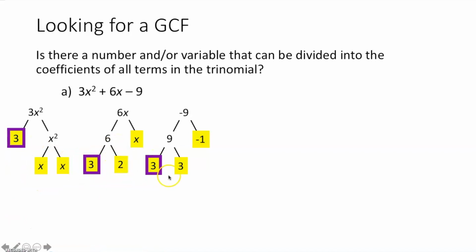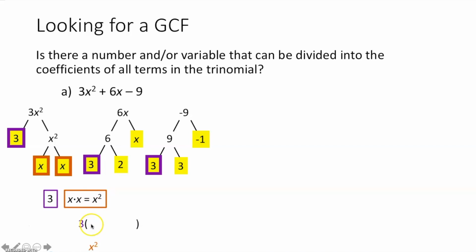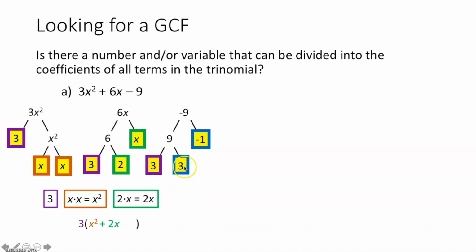And I don't think they have anything else in common. So what I'm going to do is take that 3 and put it on the outside of a set of parentheses. Now what goes inside the parentheses? Well, it's whatever's left over from each term. So here, the first term has an x and an x. So if I multiply those together, I get x squared. That's what goes first. Next, what's left over here? 2 times x, that's going to be 2x. So since it's positive, we write x squared plus 2x. And then lastly, we have a 3 and a -1. Those multiply together to make -3. And since it's negative, we write -3 at the end here.